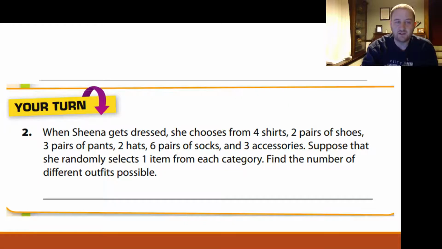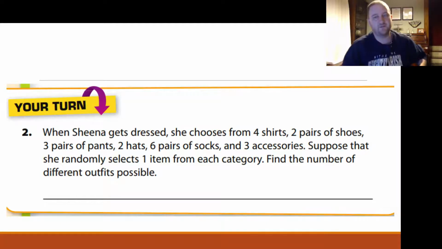When Sheena gets dressed, she chooses from 4 shirts, 2 pairs of shoes, 3 pairs of pants, 2 hats, 6 pairs of socks, and 3 accessories. Suppose that she randomly selects 1 item from each category. Find the number of total possible outfits. I want you to pause this video, see if you can figure this out on your own. See if you can figure out how many possible outfits she could have.